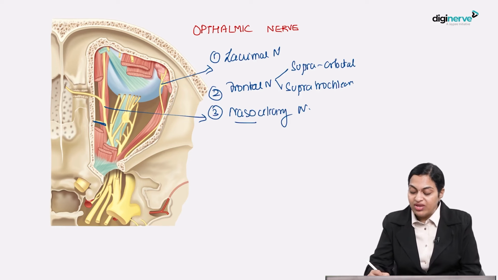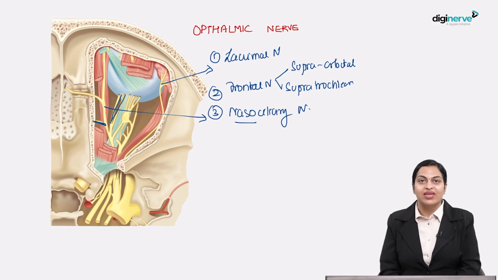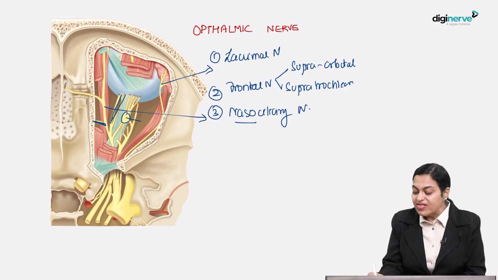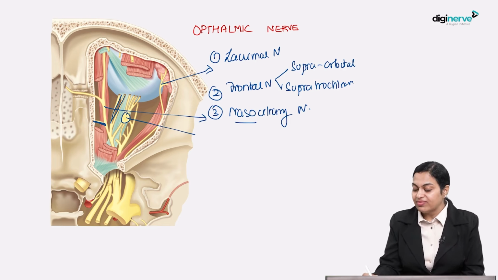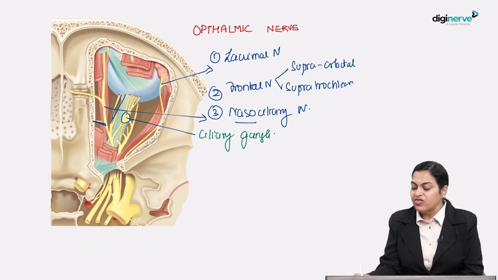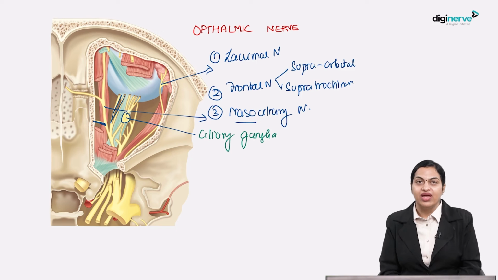Also, there are branches from the nasociliary nerve. You can see it supplying the eyeball, right? This is the ciliary ganglion in the orbit. The sensory fibers through the nasociliary nerve, right? They pass through the ciliary ganglion.